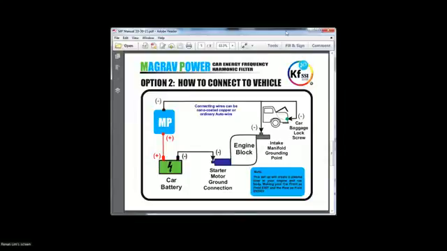Yes. Okay. This is option 2, how to connect to the vehicle. Another option to connect your MagGrab power in your car. From your battery connection, from your MagWeb power, you have a positive and a negative line. The positive line goes parallel to the positive connection, and the negative line goes to the intake manifold grounding point at the top of the engine, and also an extension to the back of the car.